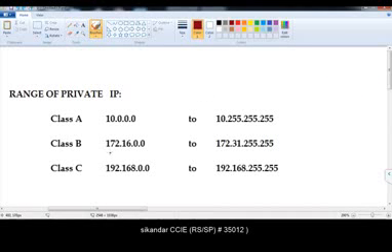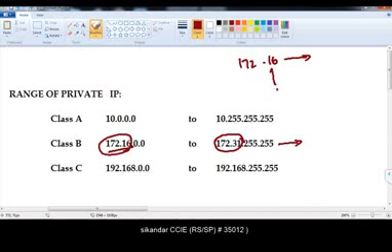In a similar way, B class supports 16,000 networks. In that, there are only 16 networks which are private. Means anything starting between 172.16 to 172.31. Means 172.16, 172.17, 172.18, 19, 20 till 31 are your private IPs. And whenever you see any of these addresses, you have to understand it's a private IP.